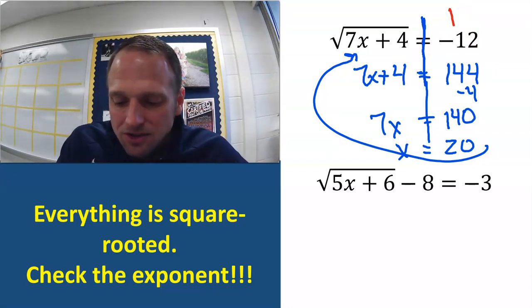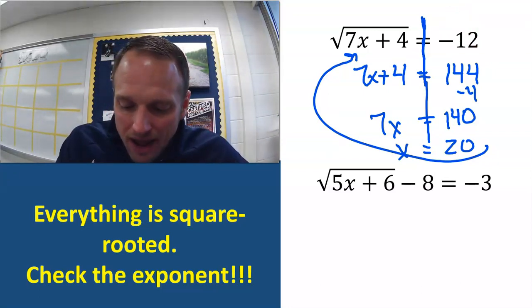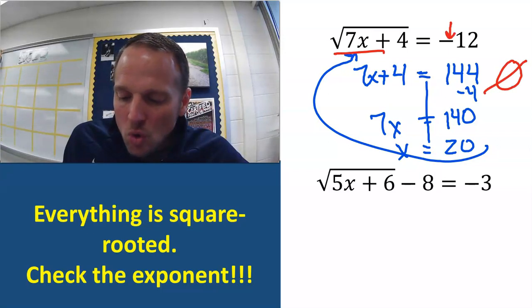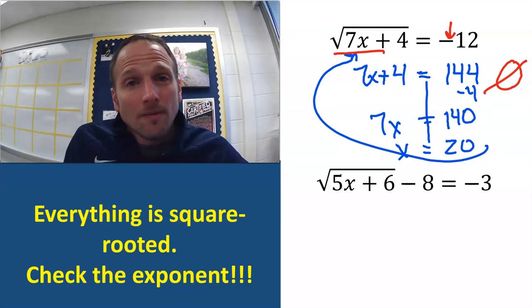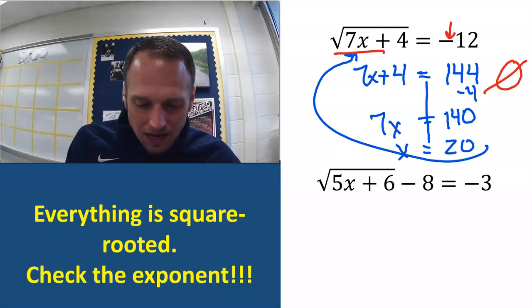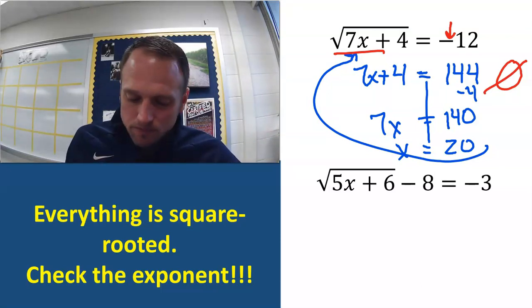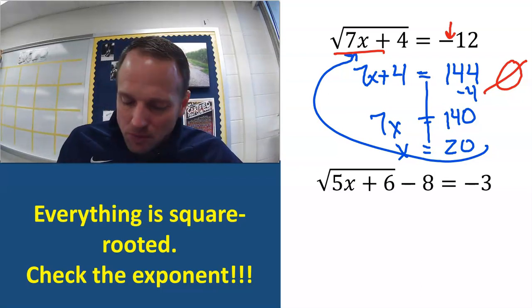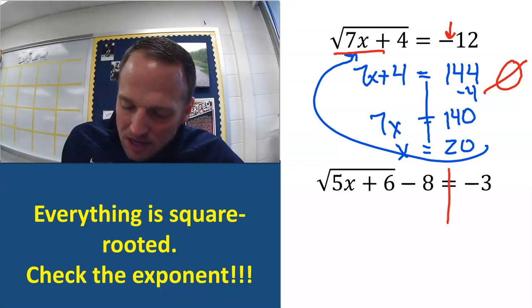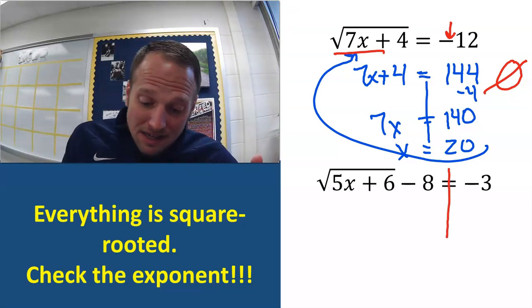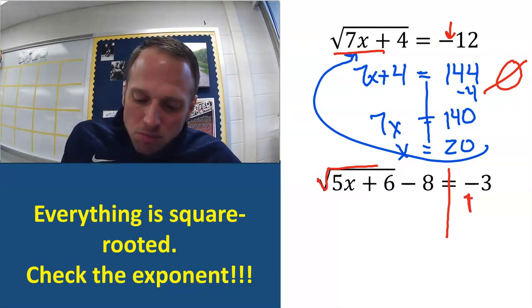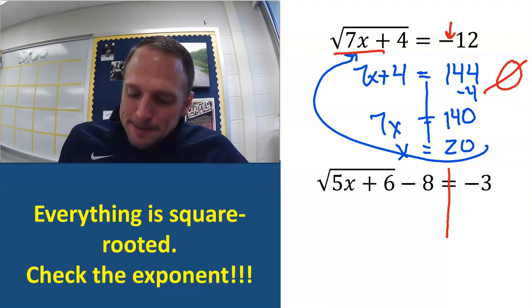So I actually could have seen this back from the beginning right here. If I have a square root and it says it's a negative, that's going to be a no way. That is no solution. So if the square root is negative, it's going to be no solutions. Let's look at this next one. Square root of 5x plus 6 minus 8 equals negative 3. And we would be tempted to say I see a square root and a negative, so it's going to be no solutions.